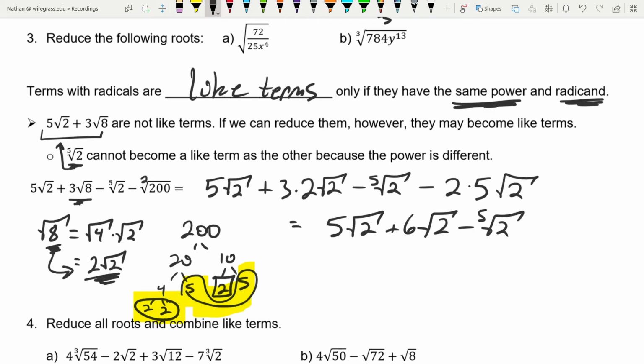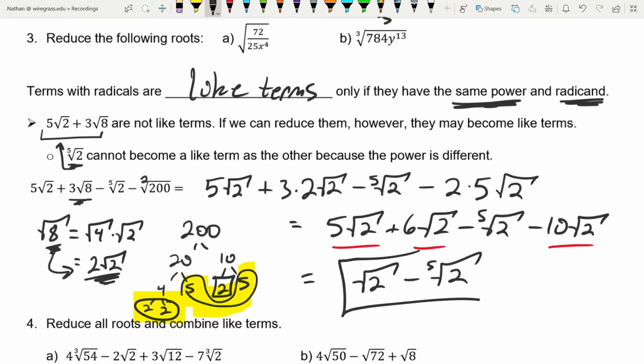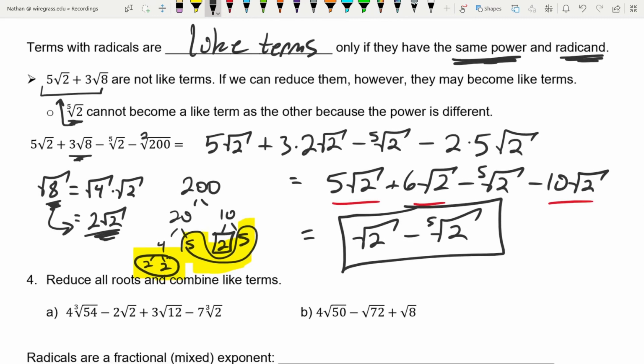And now you can see we do in fact have 3 like terms. Even though they were not like terms in the beginning, after we reduced them, they did become like terms. 5 plus 6 minus 10, that's 11 minus 10, so just root 2 minus the 5th root of 2. So after you simplify the expressions down, you can see if you have like terms. Again, they have to be the exact same power and the same radicand. All right, try this out on number 4.